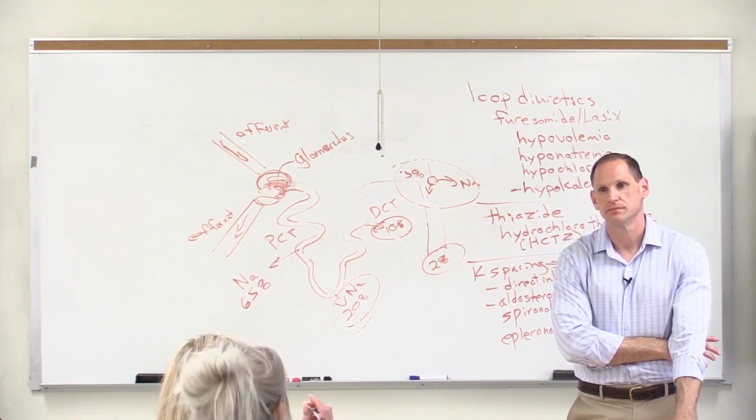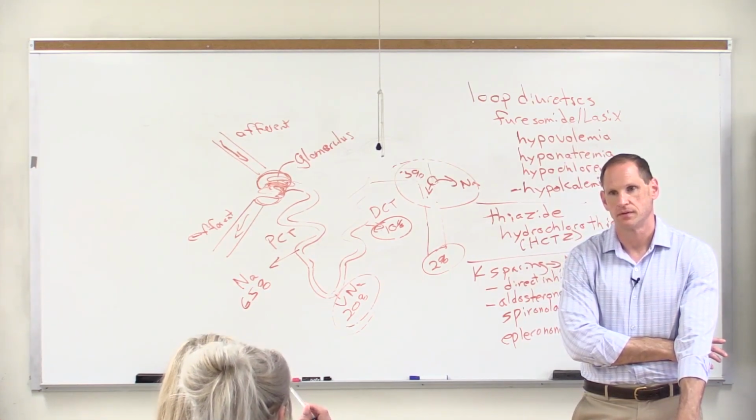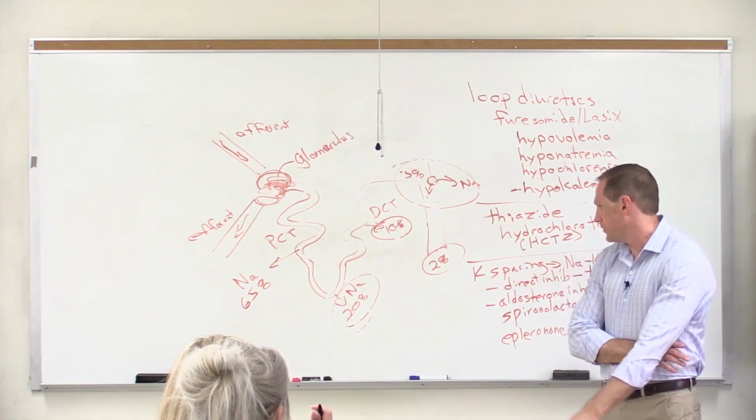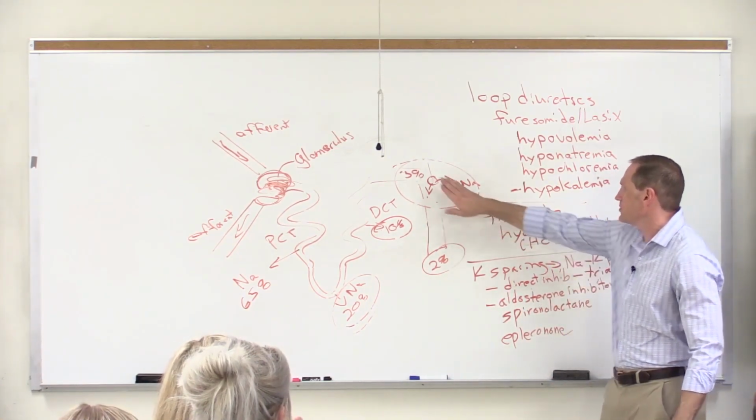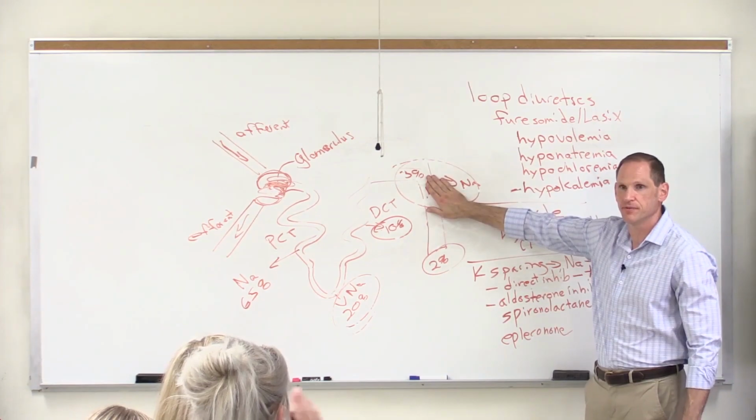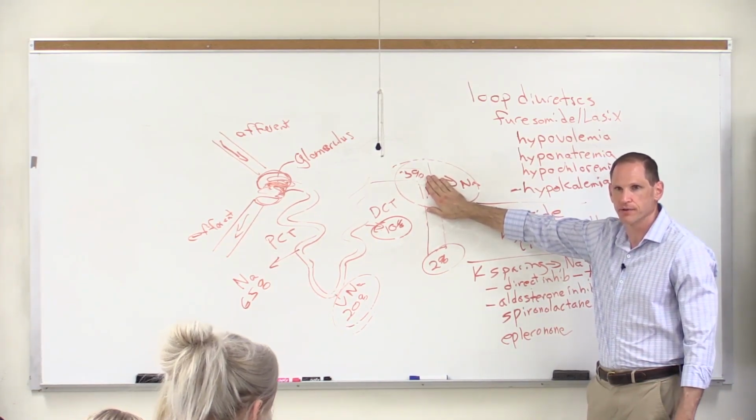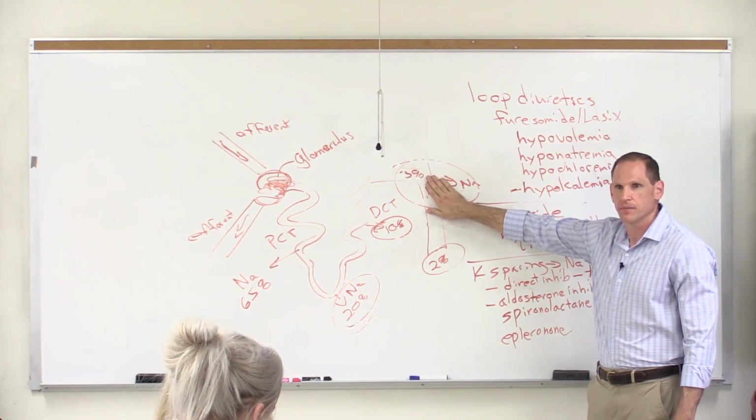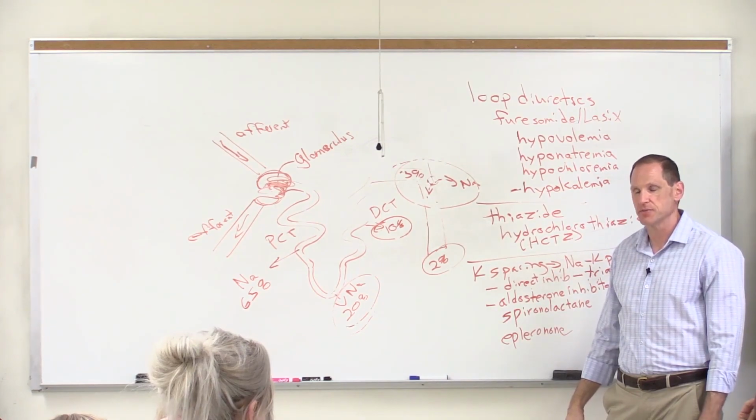I'm just confused. Can you just go over one more time the main difference of the mechanism of action between the two? You mean between this and this? Yes. All right. So the direct inhibitors inhibit the sodium pump itself. Completely. Well, not completely, but that's where they work. So then potassium will stay in the urine. Potassium will stay in the urine.